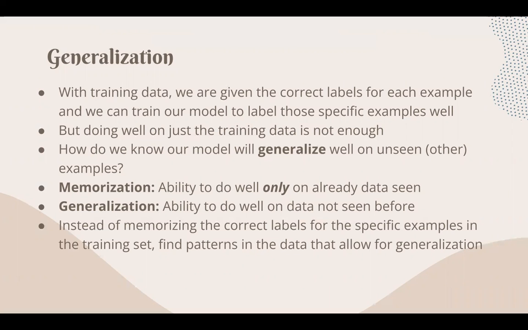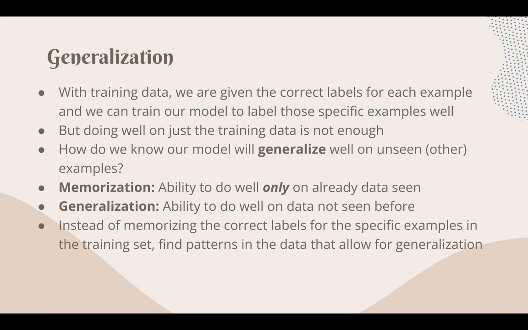So I'm going to use a cat and a dog as an example for this. Memorization would be if you have a specific image of a dog in your training data set, and afterwards, when you're not training, the model sees it again and accurately predicts it's a dog, because it's already seen the image before.